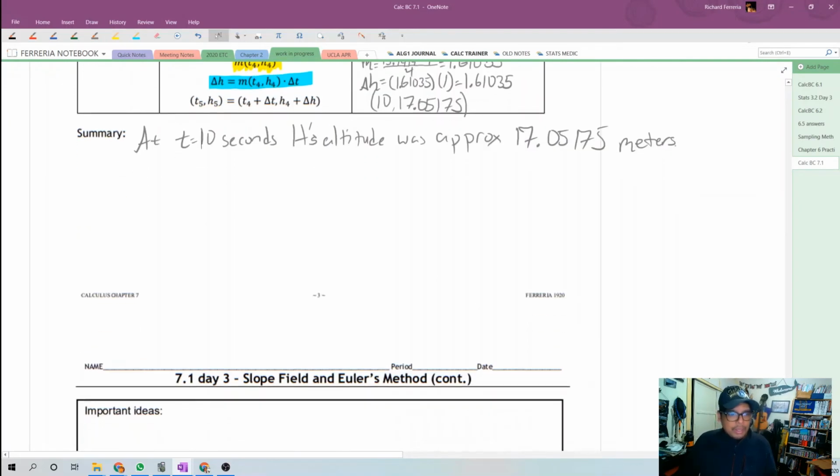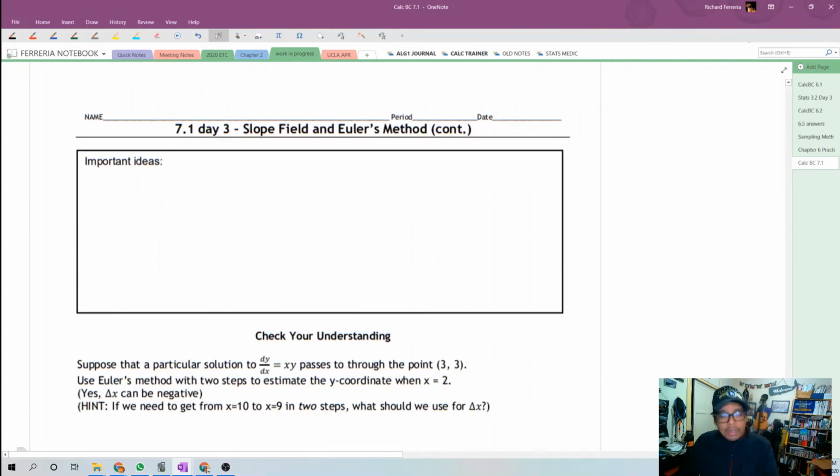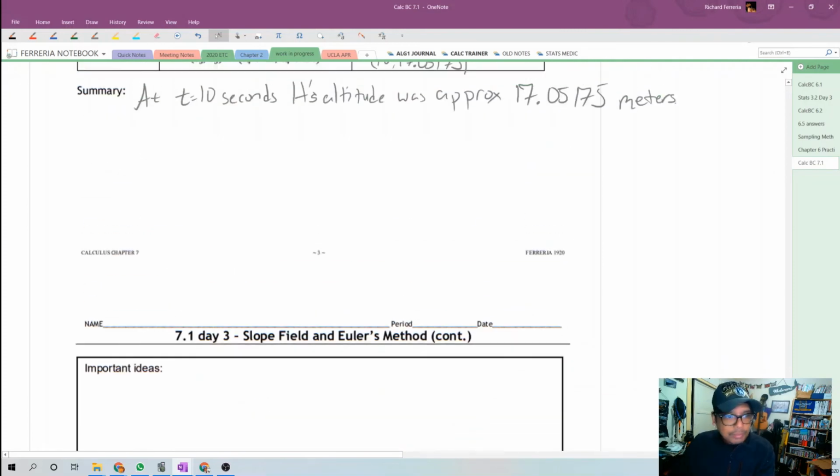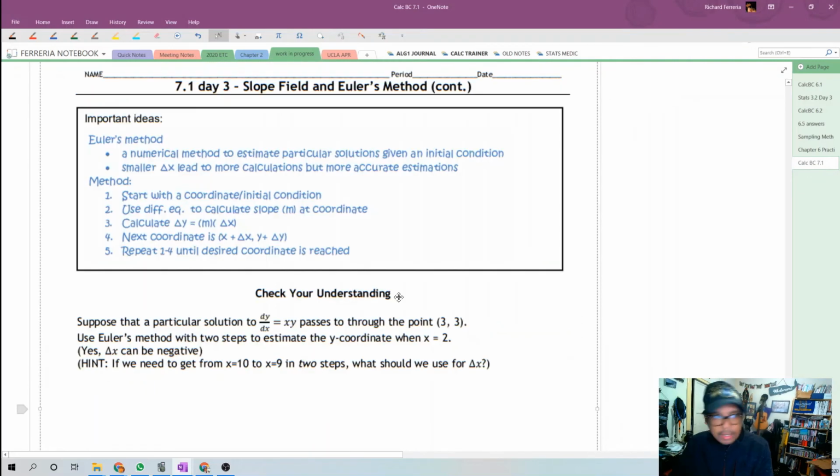Let's see what we got here. Oh, we got important ideas. So let's get some important ideas. Euler's method is a numerical method to estimate the particular solution of a given initial condition. Smaller values of delta x will lead to more calculations, but also more accurate estimations. So that's the trade-off. Delta x very small means more calculations, more time, but a more accurate estimation.